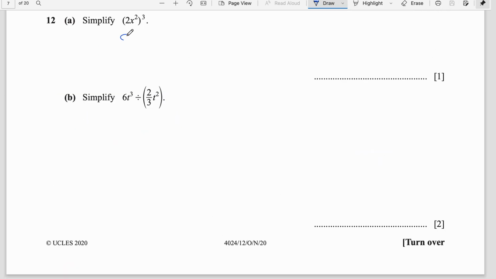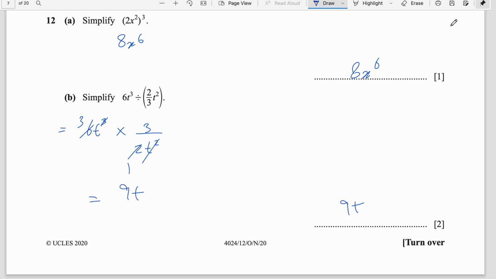Simplify. 2 cube is 8, 2 3 times is 6, so 8x 6. B part, simplify. 6t cube, multiply and change it into reciprocal. This is 3 over 2t square. t square goes with these 3 to 1 times, 2 3 times. So 3 3 times is 9t.